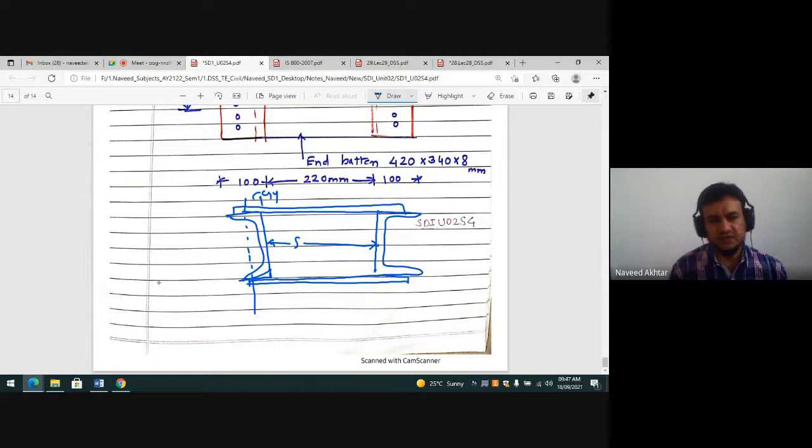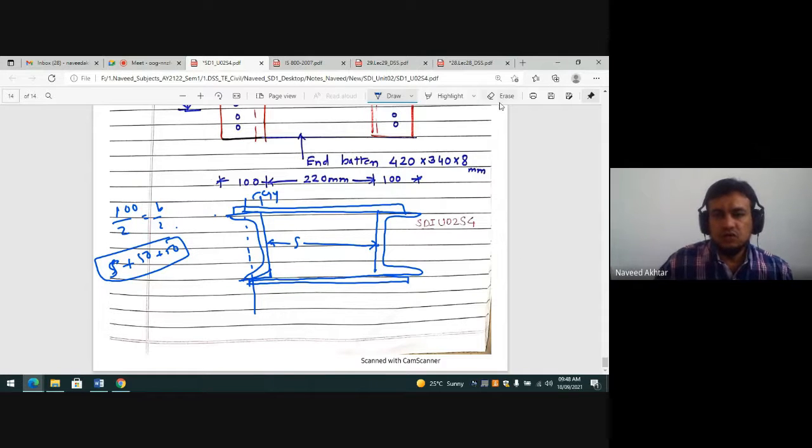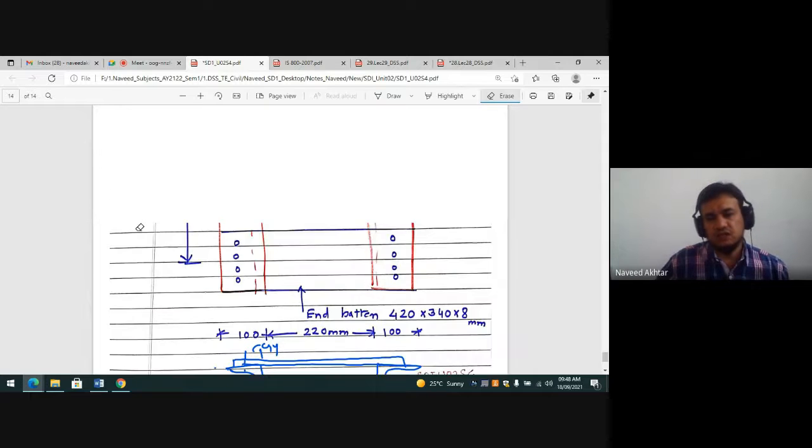What we are taking here, for the 100 by 2, you have taken B by 2, and you have taken CYY. It is nothing but S plus 50 plus 50, that is S plus B. Okay, so likewise you have completed the design for the battening system. This example I will share with you, and you have to do your homework.